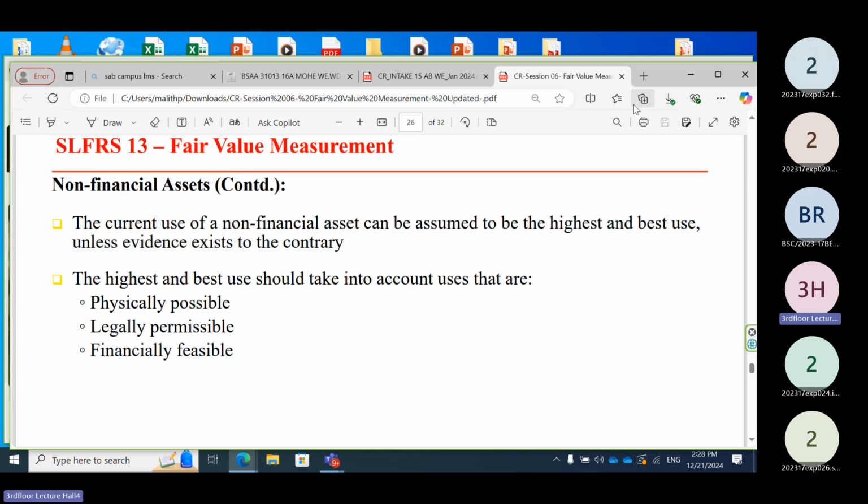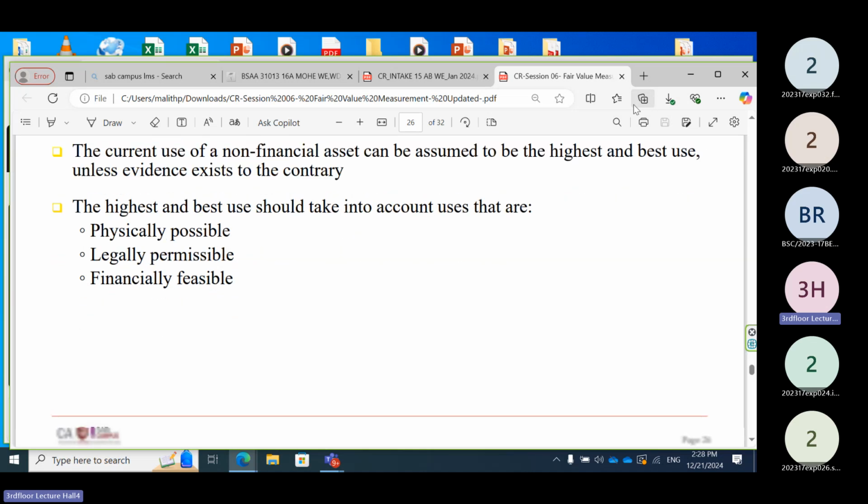To get the highest and best use, there should be a capability. That capability can be measured by using: physically it should be possible, legally permissible, and financially feasible. Otherwise, we can't do it as a highest and best use. There should be a high possibility to get that. Accordingly, we can decide the highest and best use for the fair valuation.